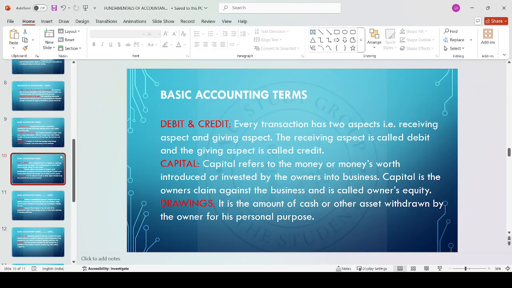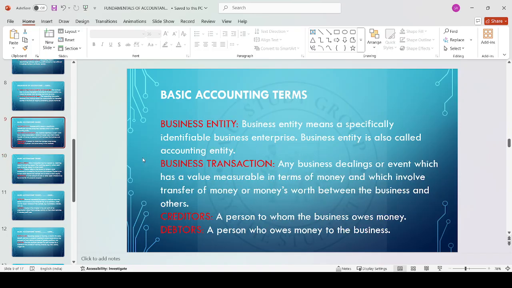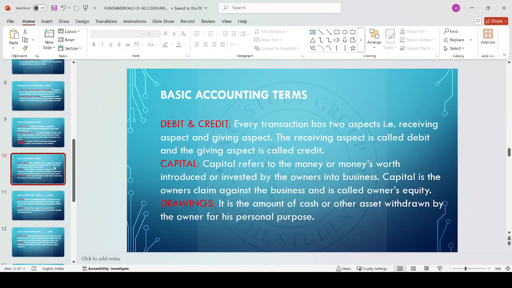Now next is capital. Capital refers to the money or assets that the owner invests into the business. It's also known as owner's equity and represents the owner's claims against the business. Earlier we said business entity: the owner actually has to be separate and different from the business itself. So when you say capital, it is the owner's money invested in that business.